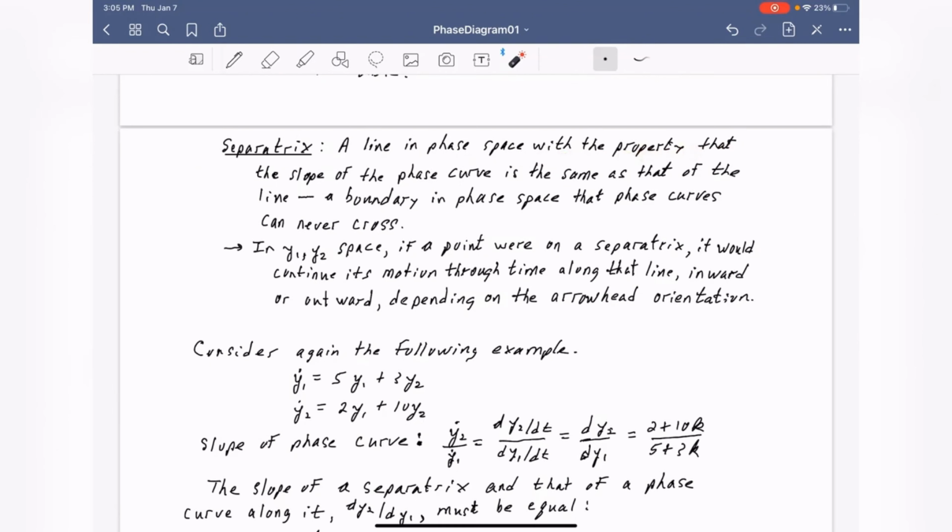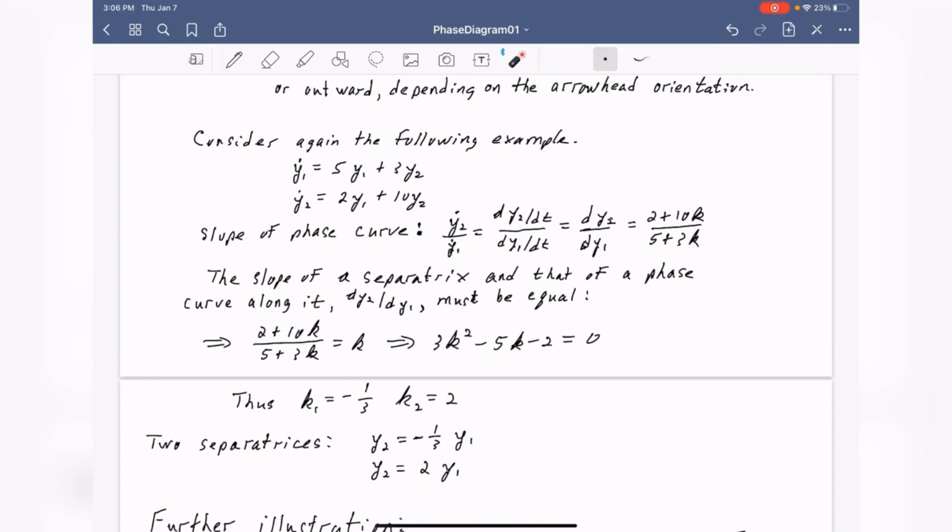y1 dot equals 5y1 plus 3y2, and the derivative of y2 with respect to time equals 2y1 plus 10y2. The slope of the phase curve is given by y2 dot over y1 dot, as we noted before, which is equal to the derivative of y2 with respect to time divided by the derivative of y1 with respect to time. The dt's cancel, so we get dy2 over dy1, which is a slope, which is (2 plus 10k) divided by (5 plus 3k).